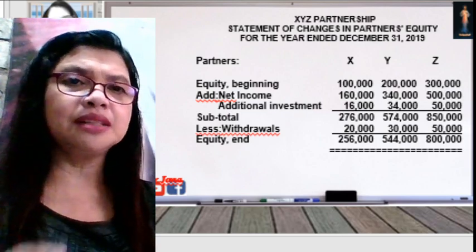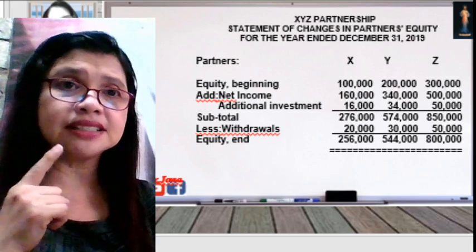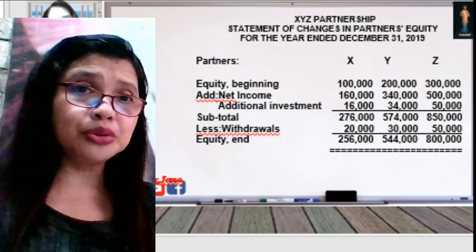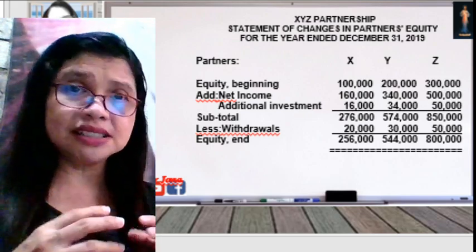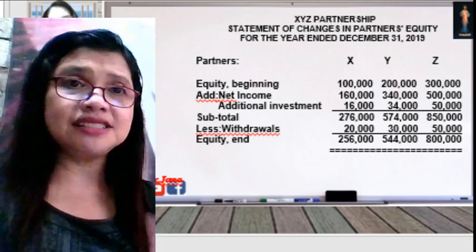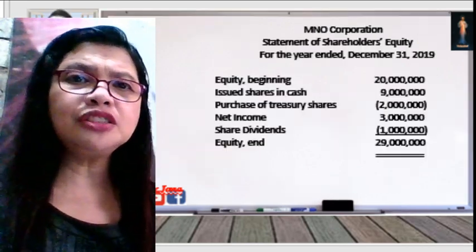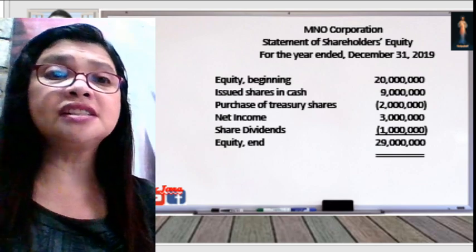Okay. But later in your higher accounting, you will be dealing much more with partnership accounting. There are so many things: the liquidation, the distribution of profits and losses, the dissolution. But for now, we will just give you a bird's eye view of a statement of changes in partners' equity. Okay, then we have also the statement of shareholders' equity.